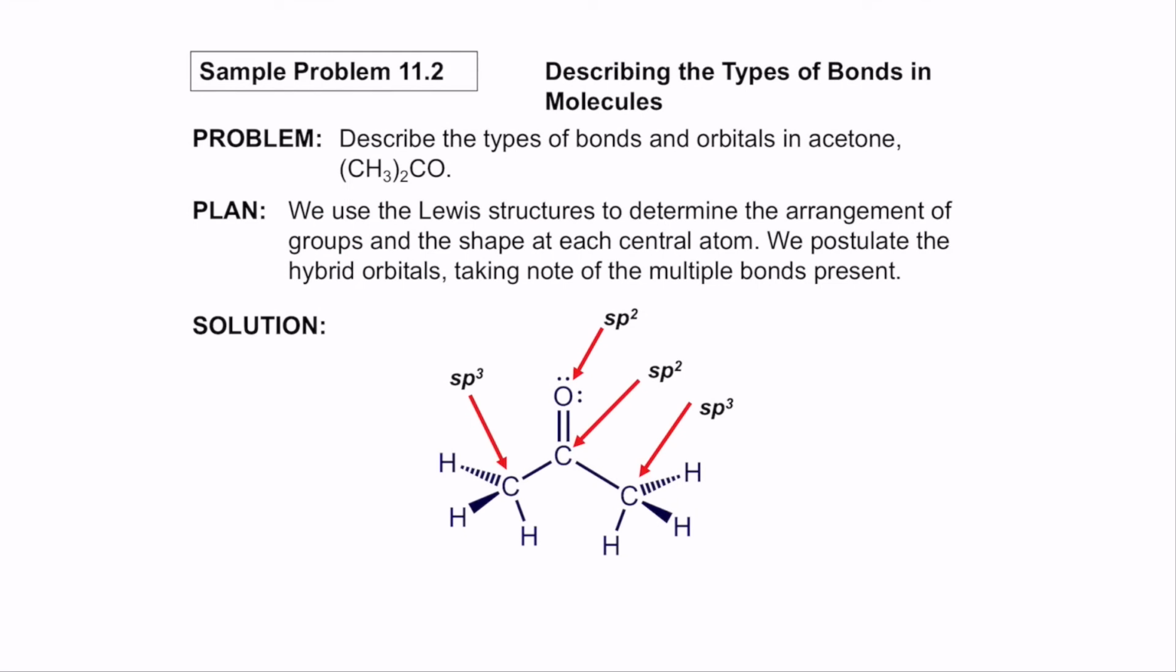Now, they're asking us to determine the hybridization of each of these atoms. So let's try this one atom at a time. First, let's look at this carbon. It has 4 bonds and no lone pair, so this is sp3 hybridization. The next carbon has 3 bonds and no lone pairs, so this carbon has sp2 hybridization. And the oxygen here has only a double bond.